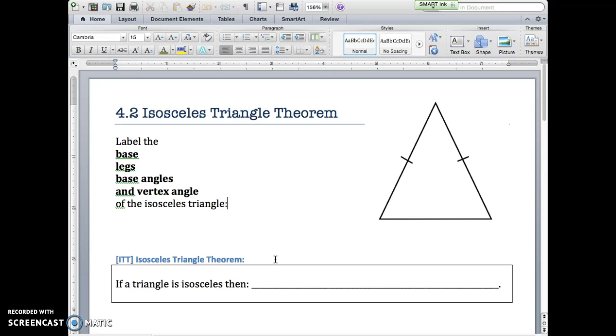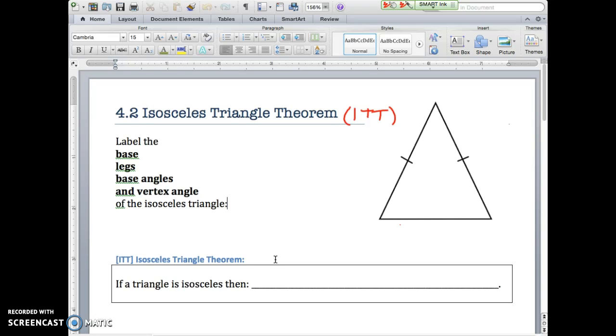So I'm going to go through the notes on 4.2, the isosceles triangle theorem, or as I finally call it, ITT. We know that an isosceles triangle is a type of triangle with two or more congruent sides. So remember, an equilateral triangle is a type of isosceles triangle. And we have some vocab to go with it.